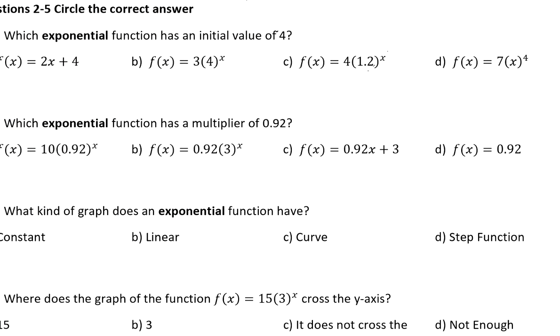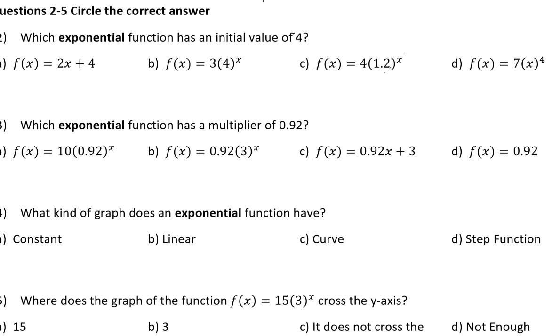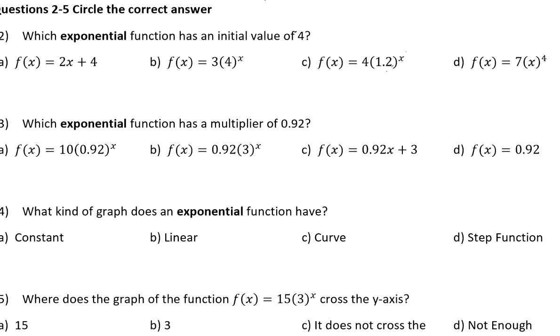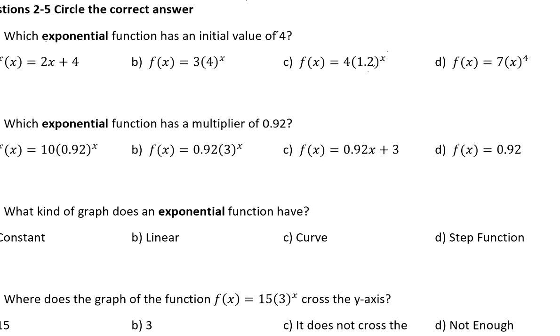So if we think about that in context of questions 2 through 5, question 2 said, which exponential function has an initial value of 4? Well, first of all, the key word here is an exponential function. This is a linear function. It's a line, so it clearly can't be choice A, because that's not an exponential function. B is exponential, C is exponential, and D is exponential.